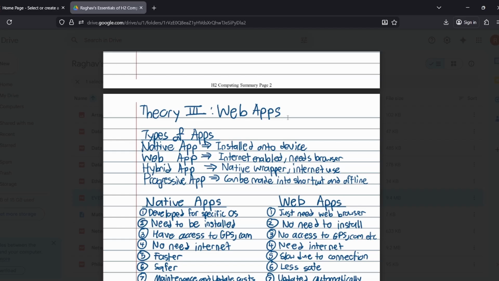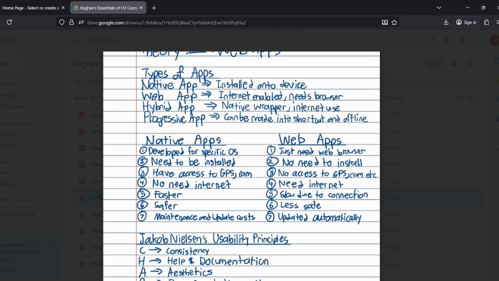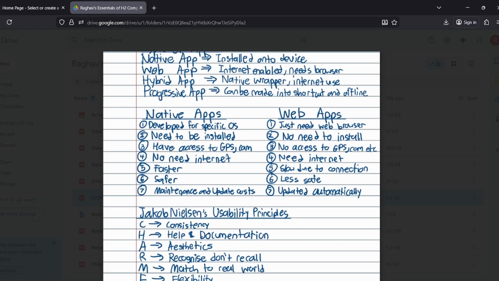And progressive apps, which can be made into a shortcut and turned offline. Like I believe this can be done with the LTA bus app, I believe. Sorry, the LTA bus website. Don't fact check me on that, I could be wrong, but yeah. Then native apps are developed for specific operating systems, Linux, Mac, etc. Need to be installed, have access to GPS and RAM, and no need for internet to function. They're faster, safer, and well, they have maintenance and update costs, unfortunately.